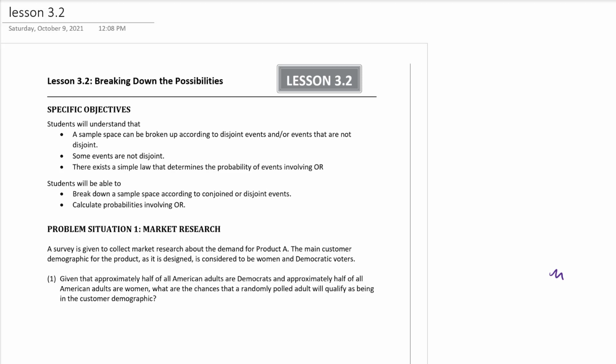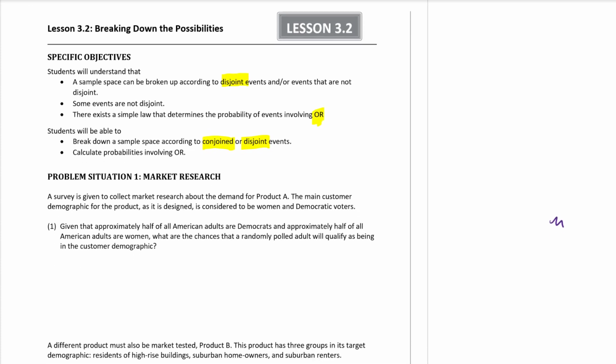So this is the lesson where we continue to study the probability that was defined in lesson 3.1 that talked about the chance. And now we're talking about not just one event, but a series of events connected with what we call a connective, an or. What is an or, and what does it mean for the events to be disjoint or conjoint? What are those terms? So we'll discover this in this lesson.